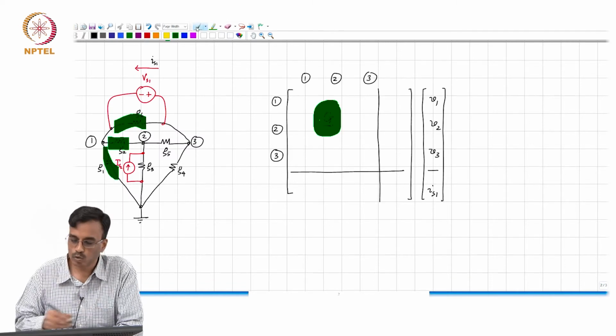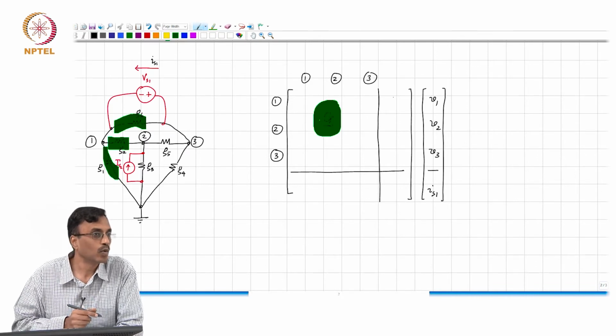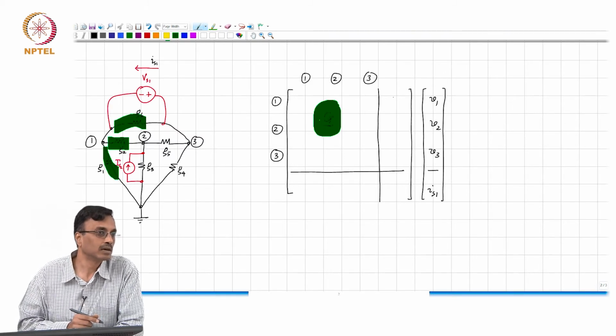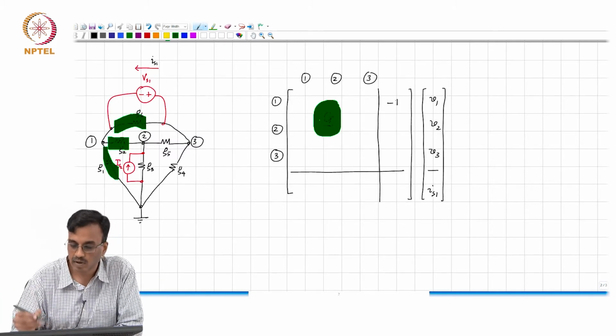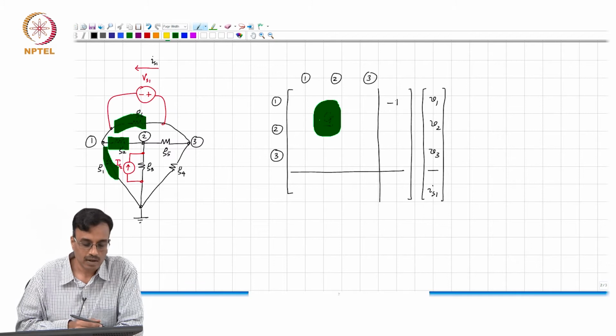So, what do you think the equation will be in the first row? Where will we put the minus 1? First row, last column. Very good. So, basically you put a minus 1.